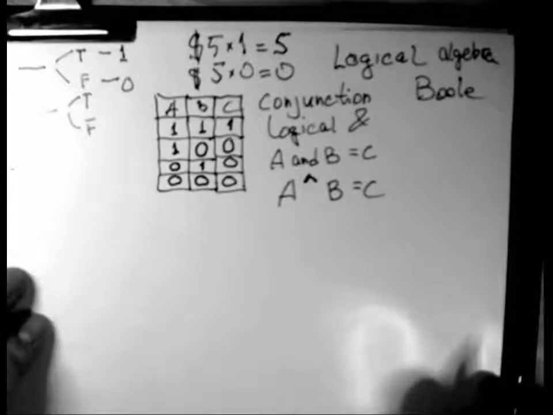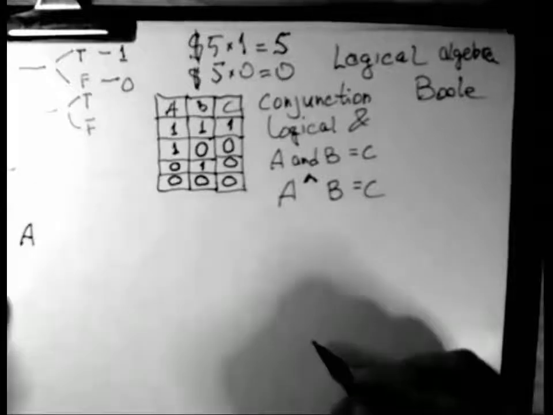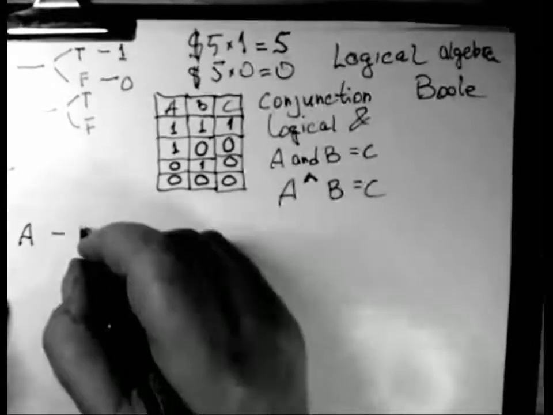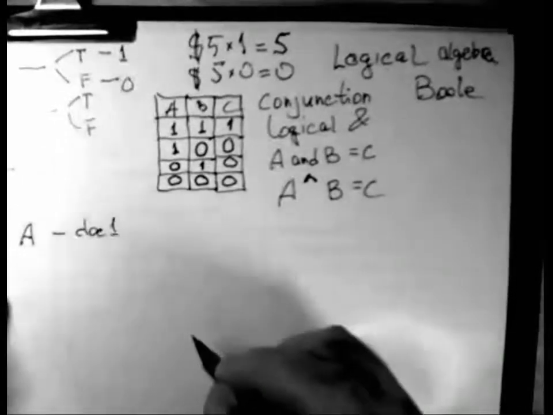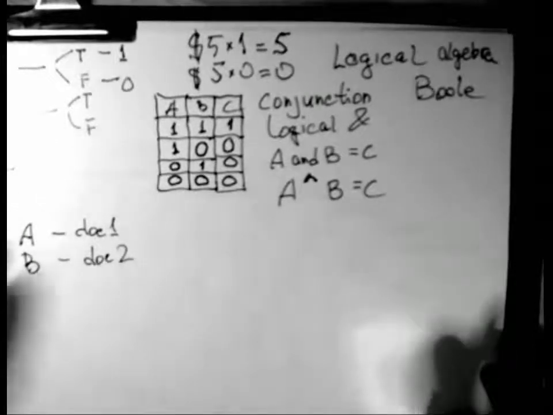Can we imagine a different relationship? Definitely we can. Let's say A is a visitation to doctor 1, A to go to doctor 1. B is a visitation to doctor 2. Both doctors are accepting my insurance.